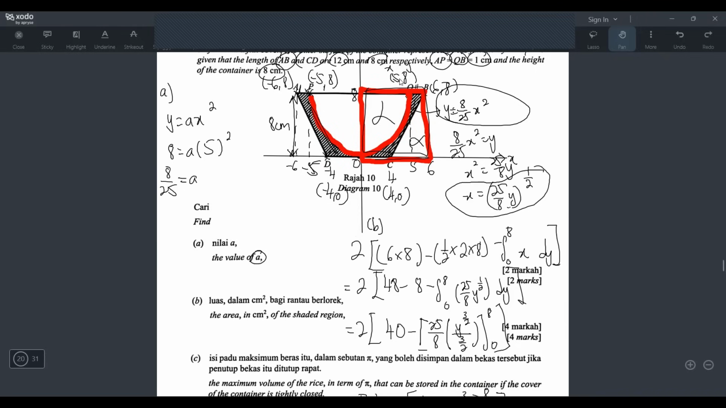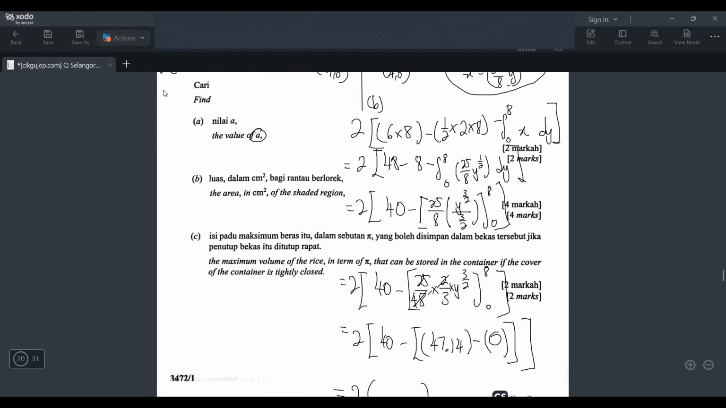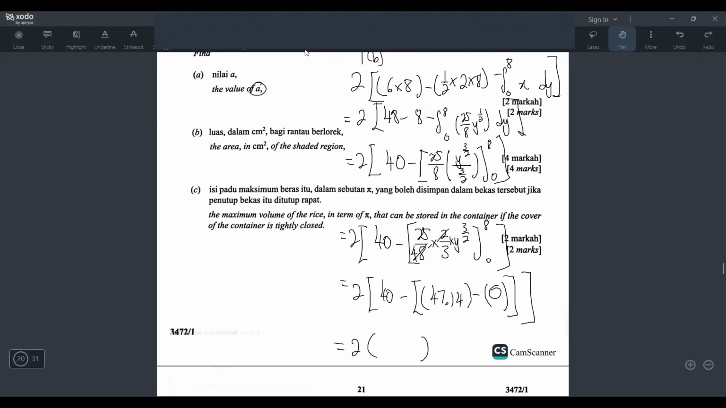Integrate curve equation towards y-axis. 25 over 8y, square root 25 over 8y. Oh, this square root, this 1 over 2, you should write outside, right? Because the whole thing is square root. So it will become 25 over 8. The 25 also needs to be square rooted. The 8 also needs to be square rooted, right? So yeah, mistake here. Okay, let me correct it.